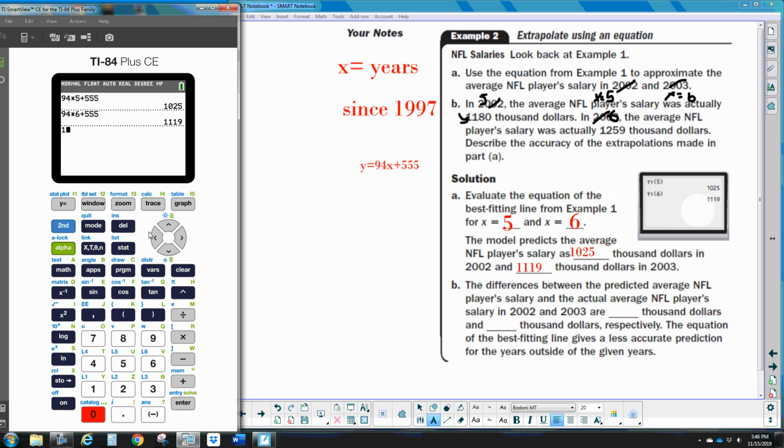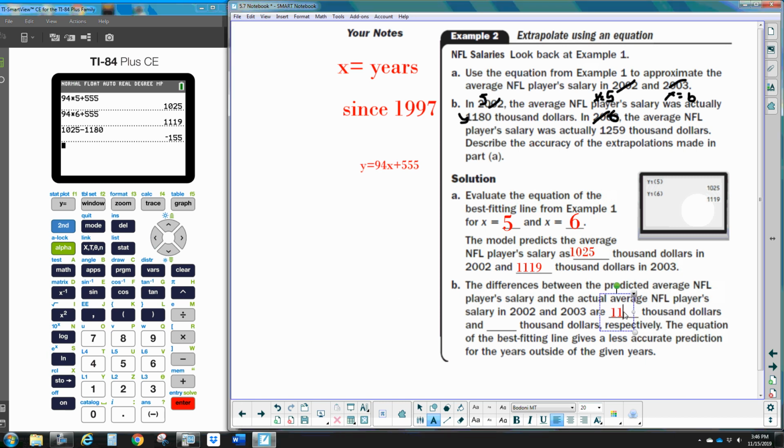So we predicted after 5 years it would be 1025, but it was actually 1180. So that's a difference of $155,000. The way I did it, it's negative, but the difference is still just between what we predicted and what we actually had. So we predicted $155,000 less than what they actually made.